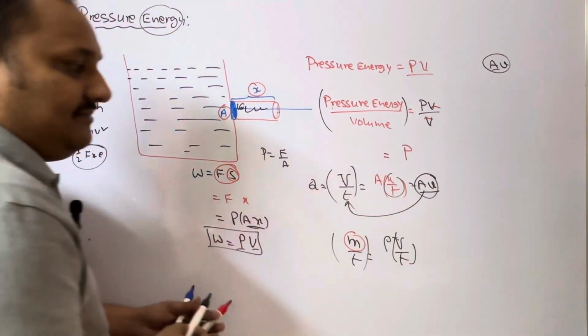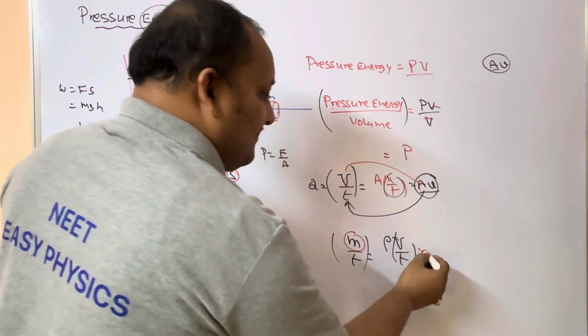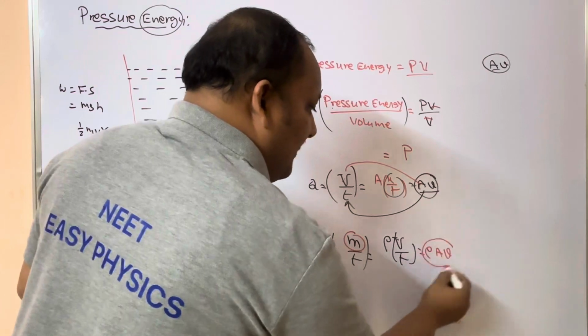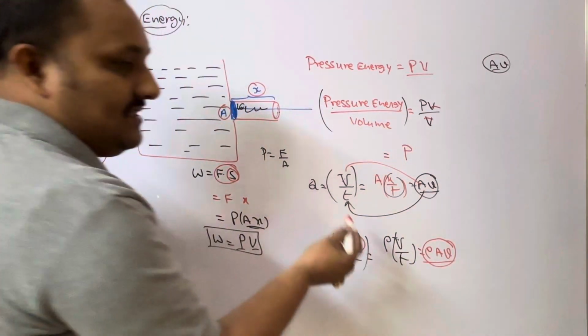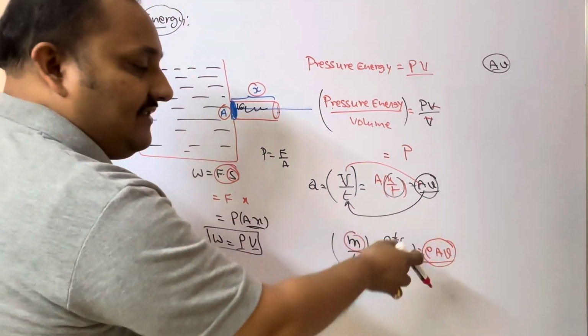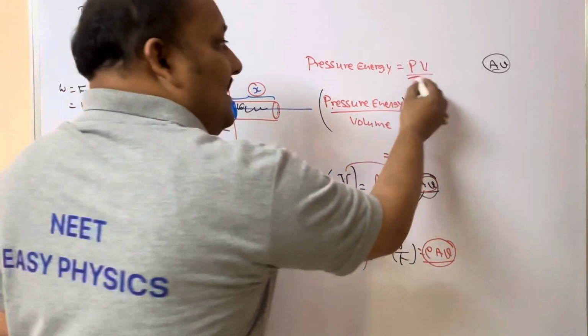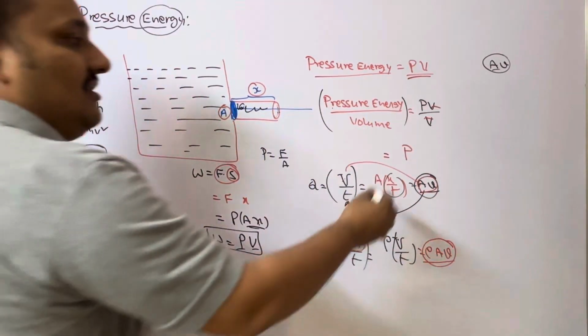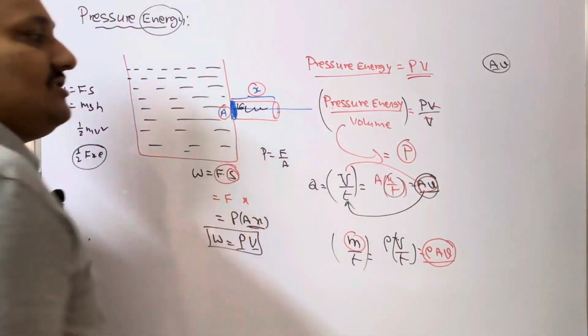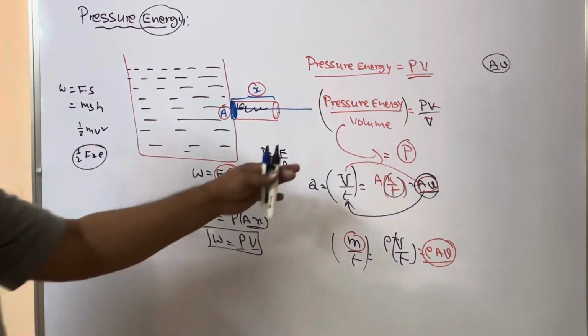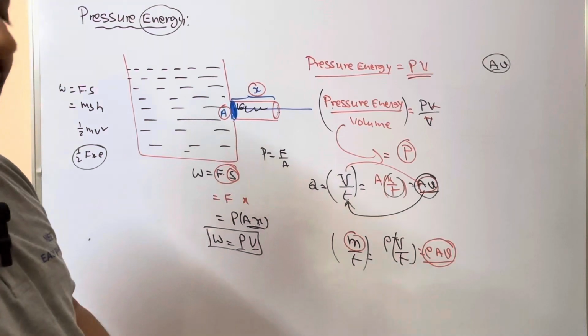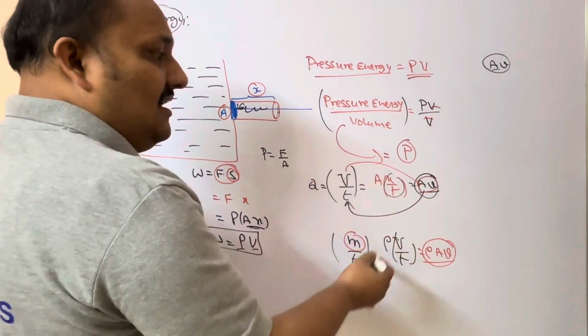Again, volume by time, we can write it as AV. So rho AV gives mass per unit time. How much mass of liquid per unit time? AV gives how much volume of liquid per unit time. PV gives pressure energy. Only P gives pressure energy per unit volume. So these are very, very important equations whenever they are going to ask problems.